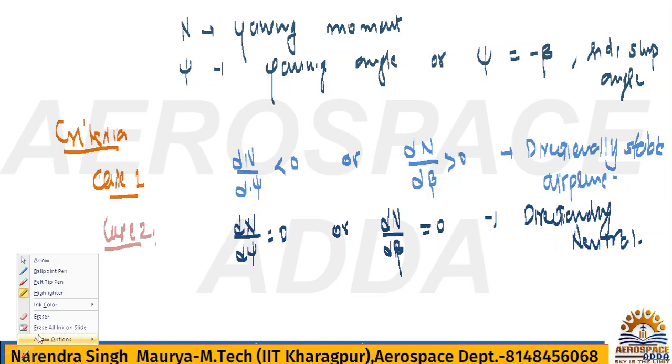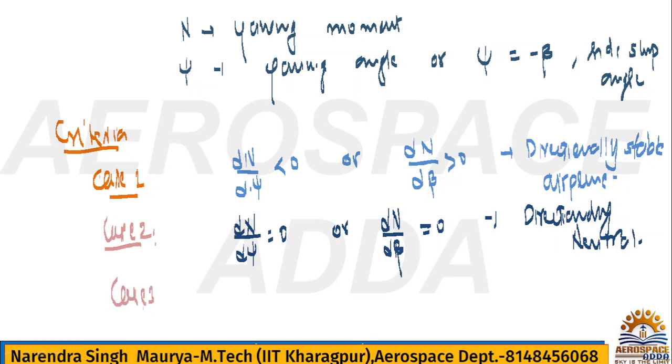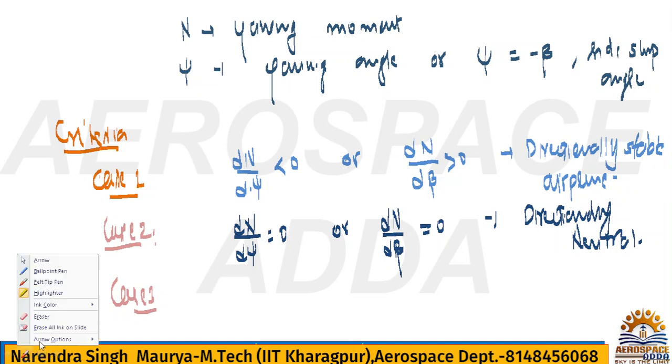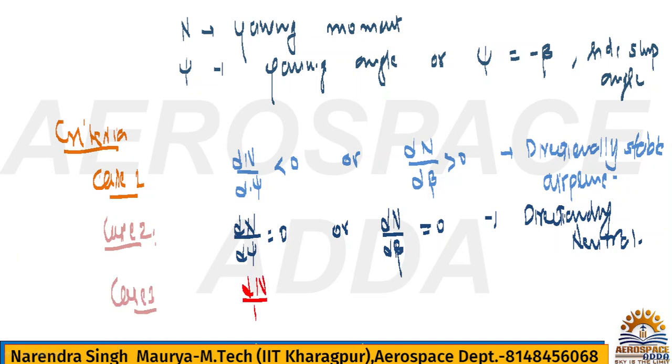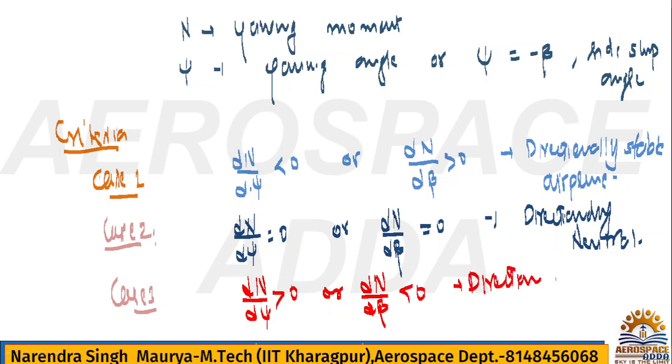And case 3. What is case 3? Case 3 is nothing but dN/dψ greater than 0, or dN/dβ less than 0. Directionally unstable.